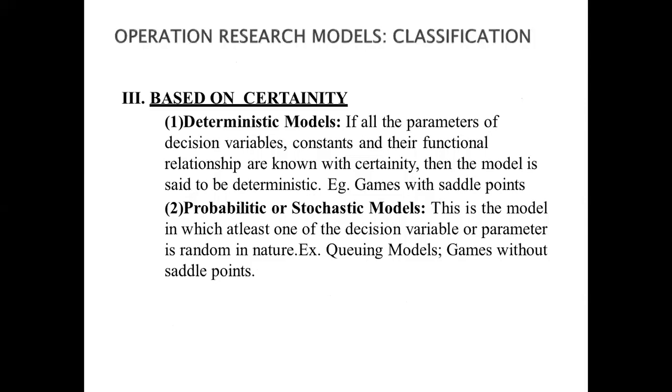Operation research model classification on the basis of certainty: deterministic model and probabilistic model. Deterministic: if all the parameters of decision variables are constant and their functional relationships are known with certainty, then the model is said to be deterministic. For example, games with a saddle point. And probabilistic is the model in which at least one of the decision variables or parameters is random in nature. For example, queuing model, games without a saddle point. So these are all probabilistic.